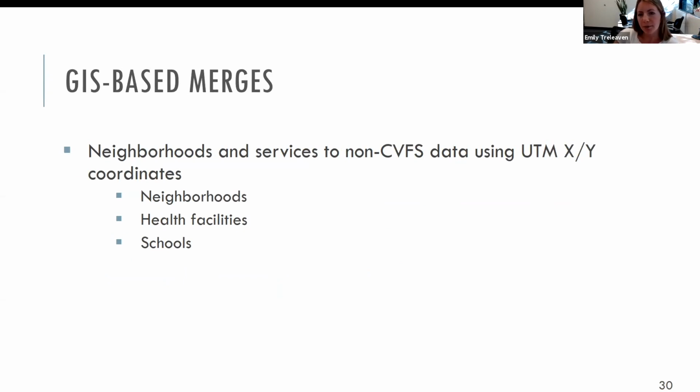Finally, as I've mentioned, we can merge our CVFS area level data to non-CVFS data that includes GIS measures, which Adrian will now discuss. So Heather, I will turn it over to you to show Adrian's pre-recorded video.